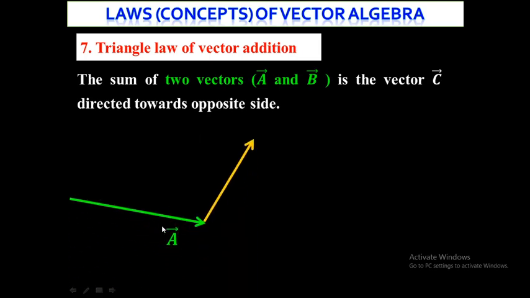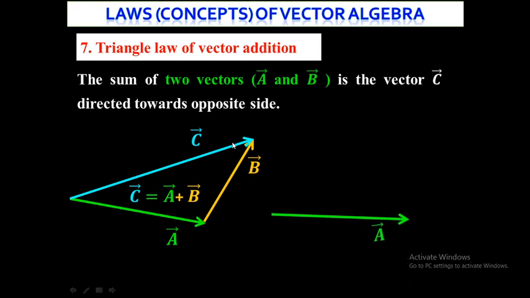Suppose this is the A vector and this is the B vector, so this will be the C vector. The direction of A and B is the same but the direction of C is opposite. So according to the triangle law of vector addition, the sum of two vectors, that is A vector and B vector, is exactly equal to the C vector which is directed towards the opposite side. So C vector is equal to A plus B vector. This is nothing but the triangle law of vector addition.